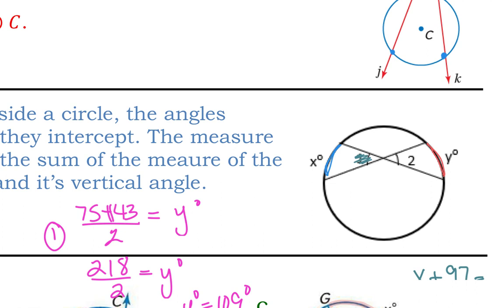What's 210 times 2? 220. So what would be our last step? Subtract 97. And what would our x value be? 123? All right. And you can always check your answer, right? Because we know that these two arcs, if I add them and divide by 2, would give me the angle. So you can take your 123, plug it in here. 123 plus 97 divided by 2 should give us 110.